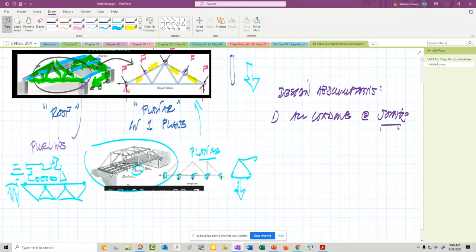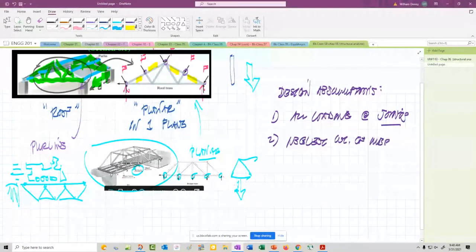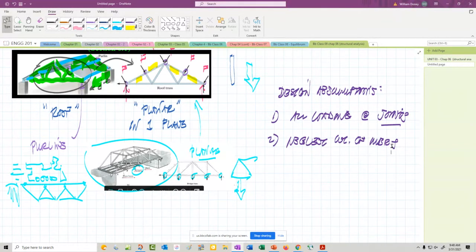And in most cases, this is true. We also in here are going to neglect the weight of the members. Now, it doesn't mean that they are weightless. That bridge or that roof, they certainly have weight to them and can have considerable weight. However, this structure was designed to hold way more weight than just itself.